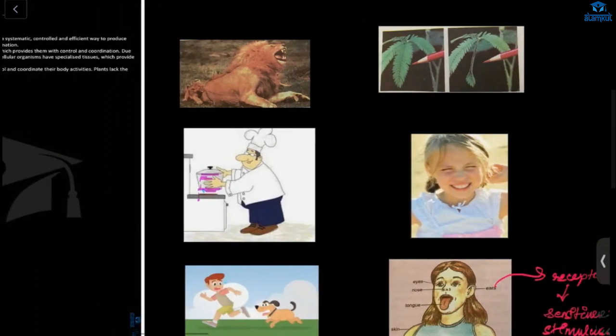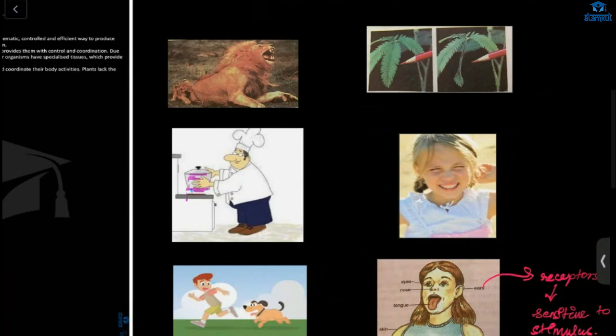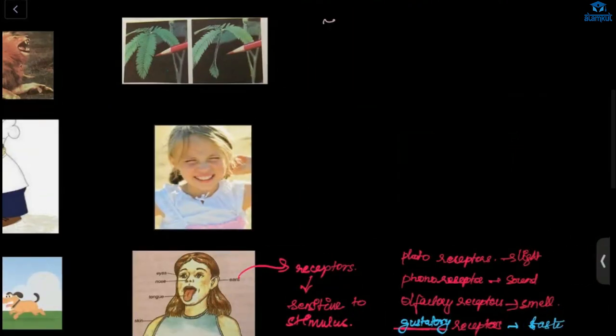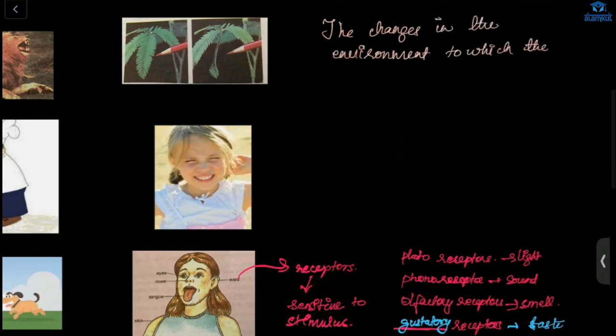Okay. Now let's see. The changes in the environment to which the organism recognizes and responds, what are they called? Stimuli. What stimuli? The changes in the environment to which the organism responds, and then reacts. Those changes are called stimuli.